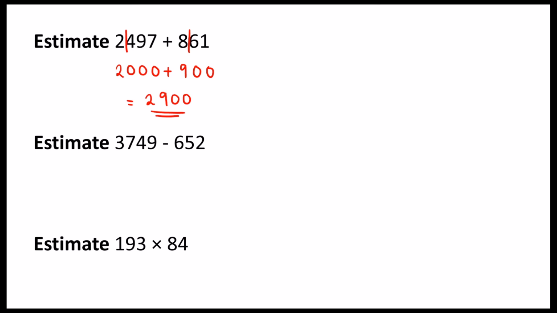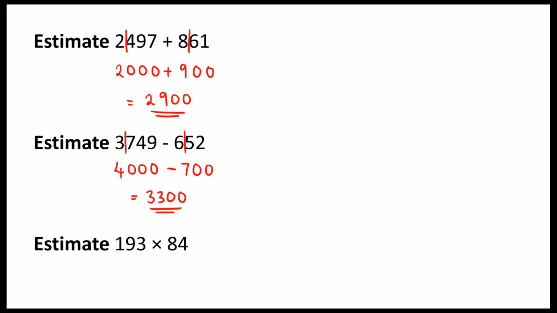In my second example, rounding 3,749 to one significant figure would give me 4,000. I need to subtract from that 652, which to one significant figure would give me 700. And again, if I take 700 away from 4,000, this gives me 3,300 as my estimate.